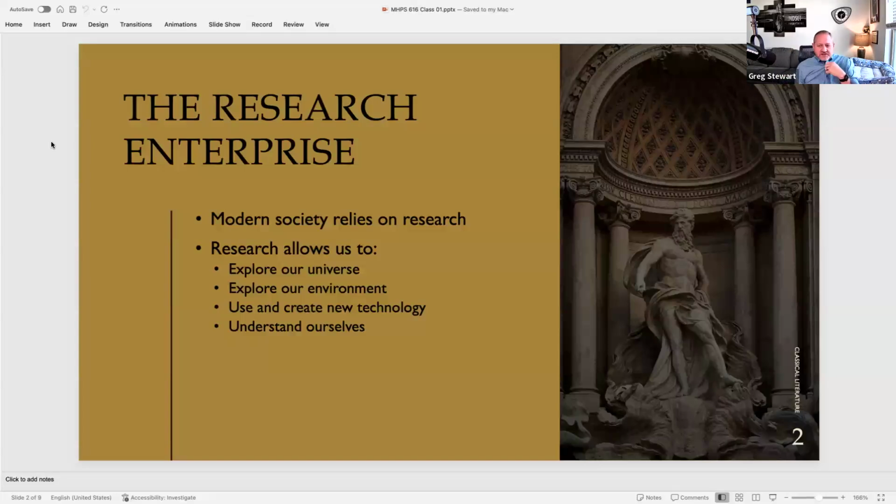All right. So the research enterprise. Our modern society relies on research. Obviously it's to uncover truth. So what's the whole point of uncovering truth? It's to understand our human experience better. That's the point. Because even with the Bible and 66 books of the inerrant scriptures, we still don't know a lot.